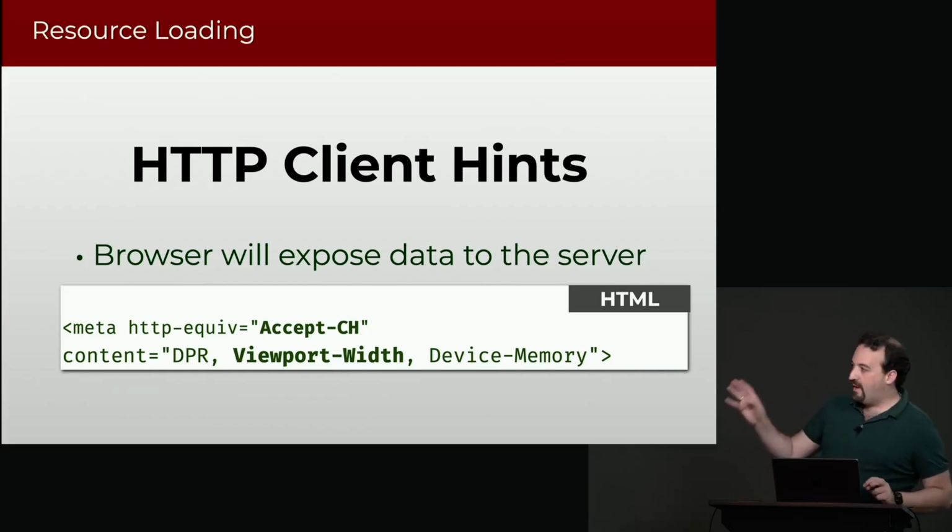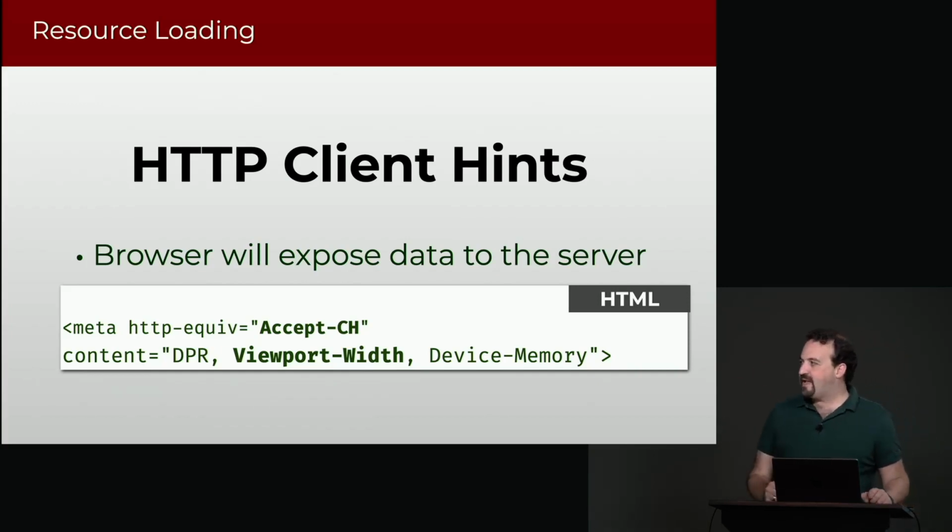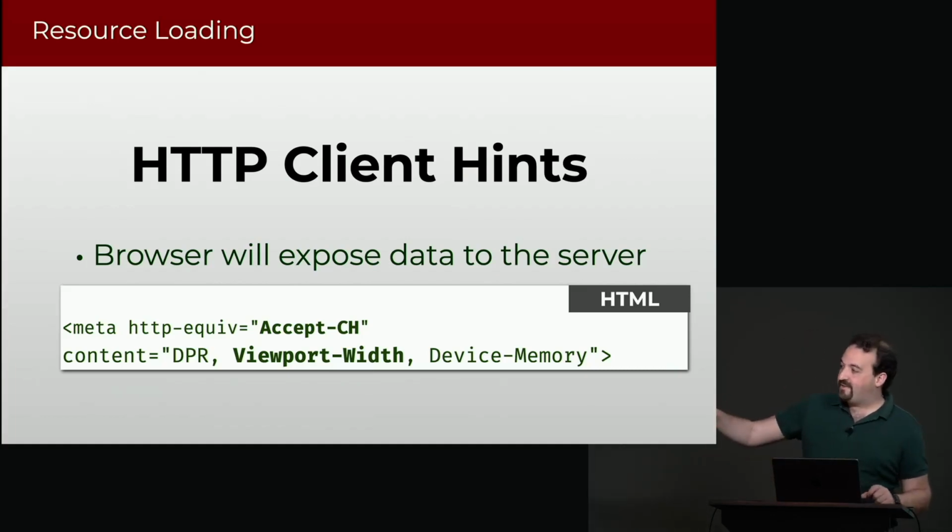And for that, we can expose data to the server with a spec known as HTTP client hints. It's a meta tag that you can define in the header of your HTML that actually, more than a meta tag, is an HTTP header that you can also express as a meta tag. That's better. Accept-CH, client hints. And in the content, you set a comma-separated list of properties that you want. Okay? Give me a second.